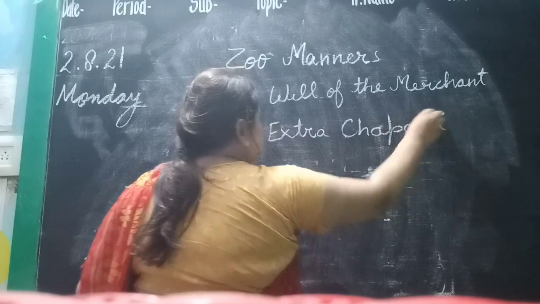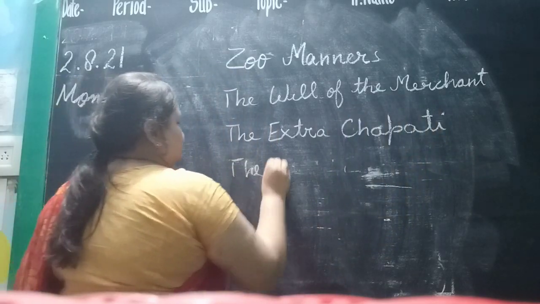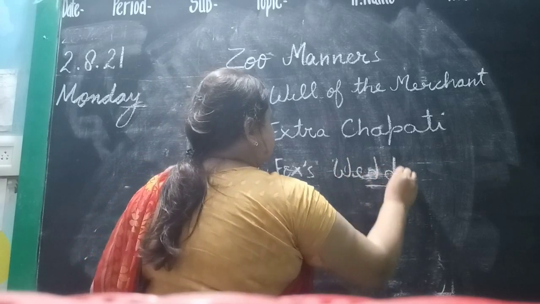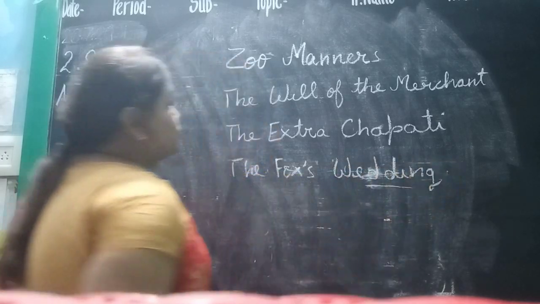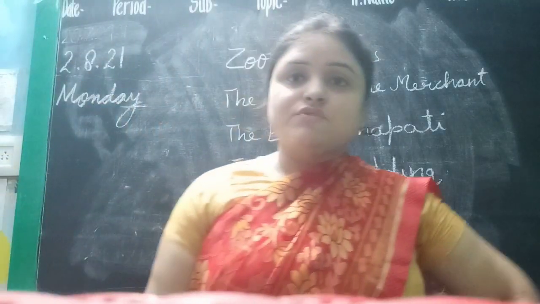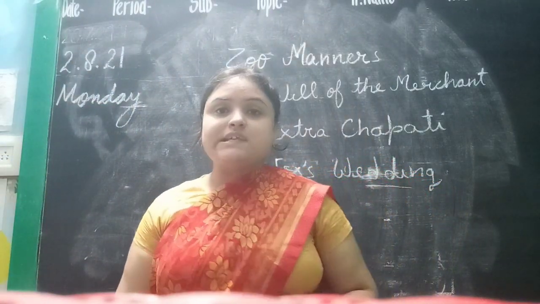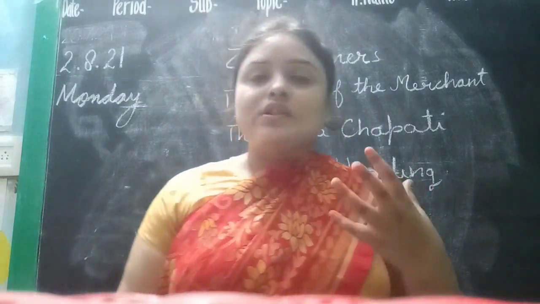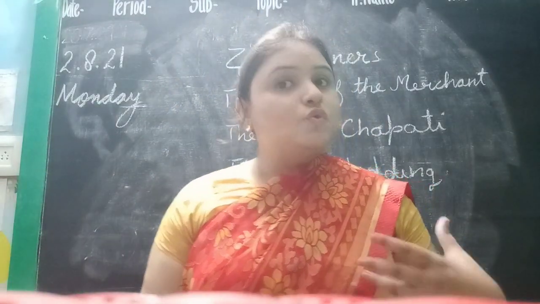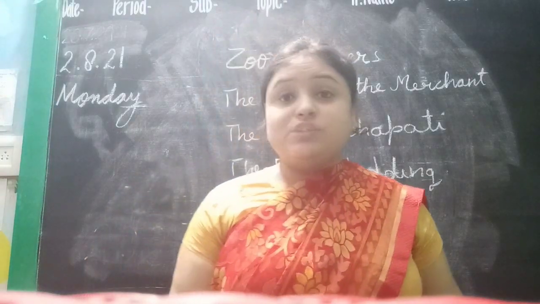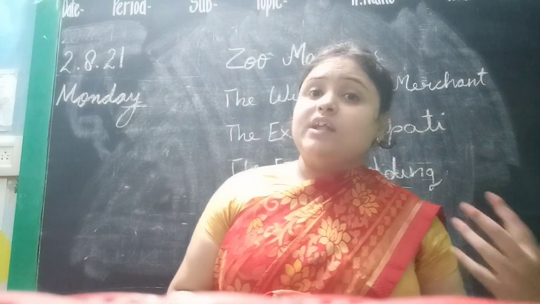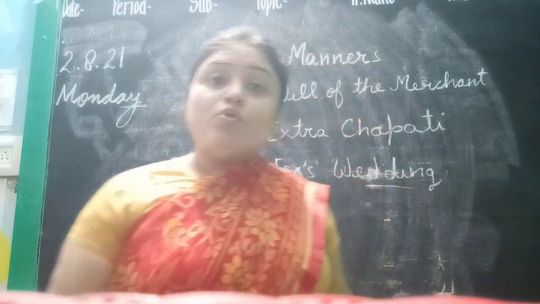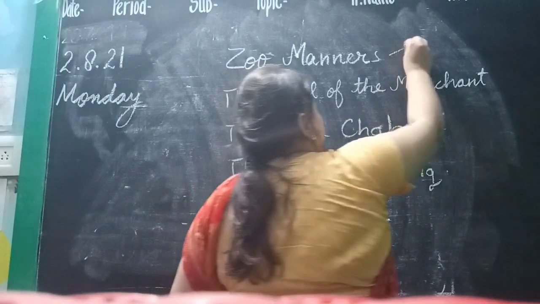And the last one is the fox's wedding. Now see beta, first, Zoo Manners. In Zoo Manners, it's told that when you go to the zoo, what all things do you see and how should you react to them, which animals do you meet, how are they feeling, and how should you behave in the zoo. It is a poem.